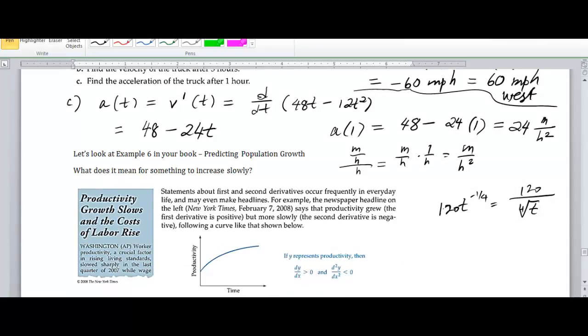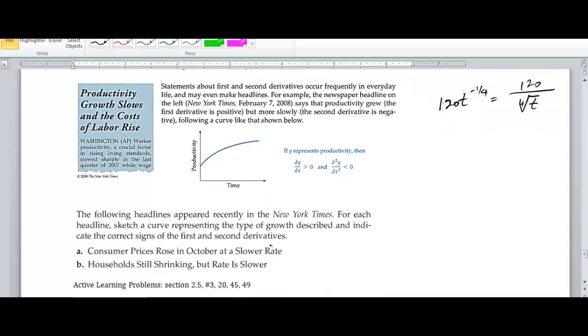So look at this. The newspaper headline on the left says that productivity grew. That means the first derivative is positive, but more slowly. That means the second derivative is negative, following a curve like this. Okay. So basically, you can have 6 different curves, right? If your first derivative is positive, that means you have growth. So you can have growth like this, which means steady growth, right? The acceleration will be 0. Or you can have growth like this, or you can have growth like this. Okay?